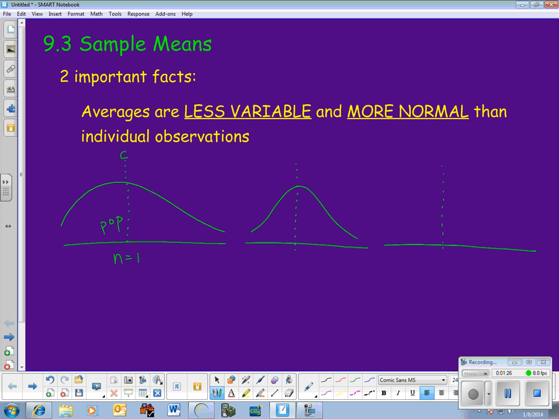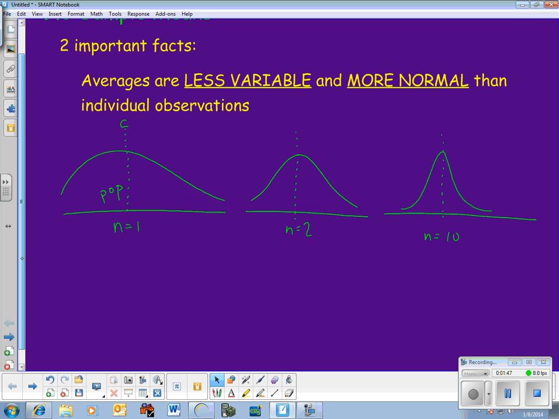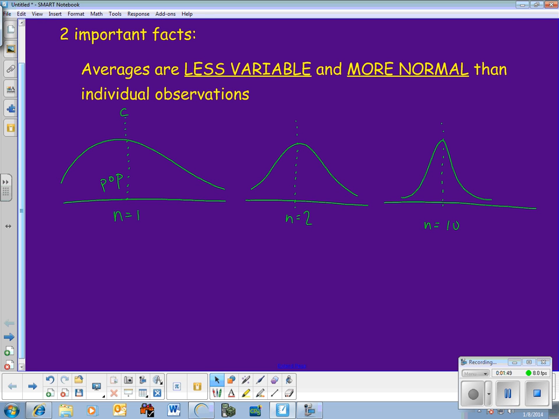This is a good picture of this in your book we'll refer to. But the idea is this. The more you can look at, the more certain you can be about your results, because the more normal and the less spread out your curve will be. Just like in 9.2, this is all based on one point. The center is going to be the population center, just like the sample proportion was the same as the population proportion for our distribution. It's similar with means.